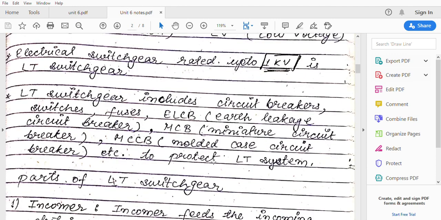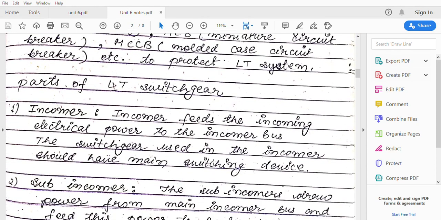So now coming to the parts of the LT switchgear, there will be the following parts. The first part is the incomer. So the incomer will feed the incoming electrical power to the incomer bus. It will be feeding the electrical power to the bus. A bus is a conductor in a power system which will have uniform voltage. So the switchgear used in this incomer will have the main switching devices.